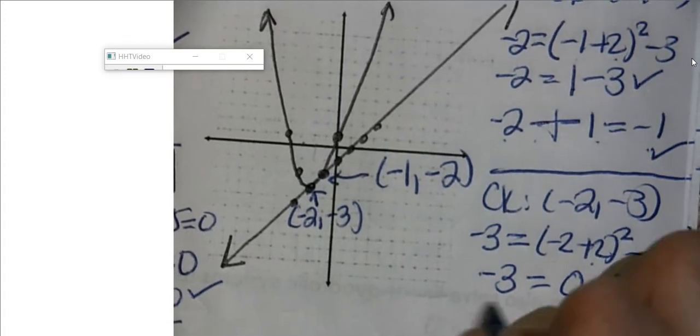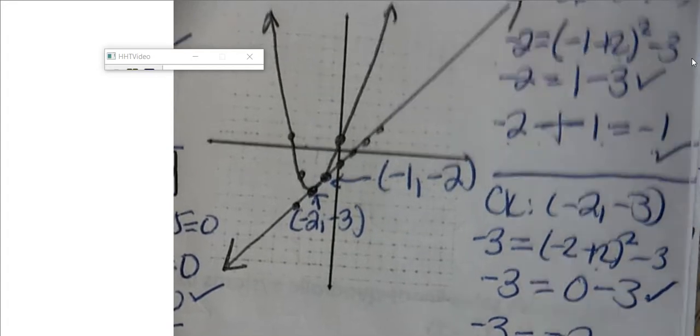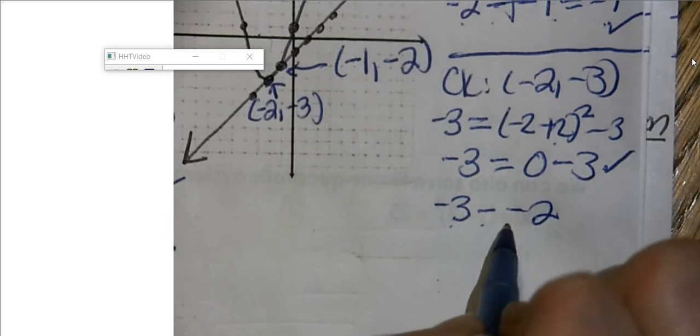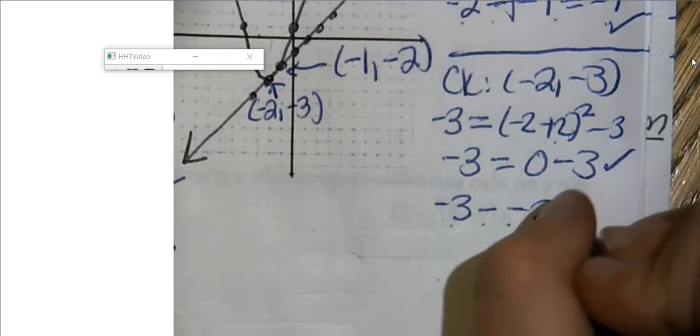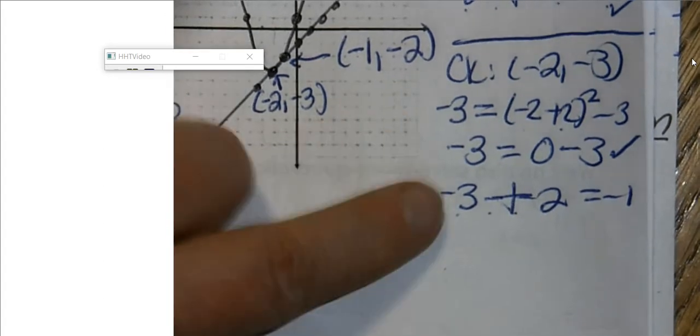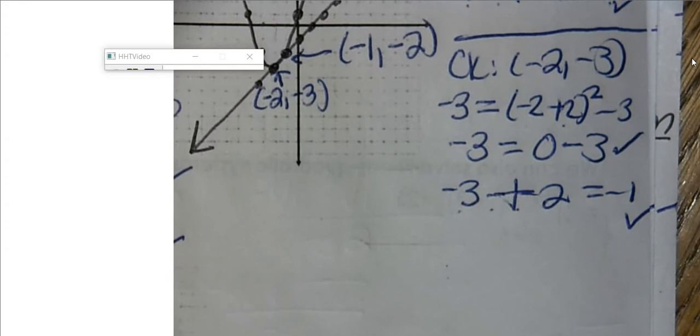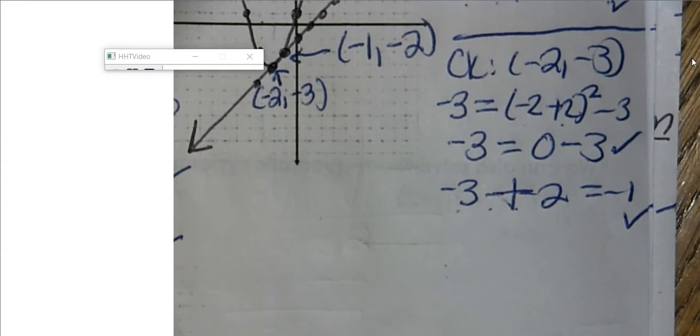And finally, we have -3 minus -2, because I'm plugging it into my other equation up here, y minus x. So -3 minus -2 is equal to -1. Negative, negative makes a positive, and -3 plus 2 equals -1. Because I have double check marks, that means that we are all good.